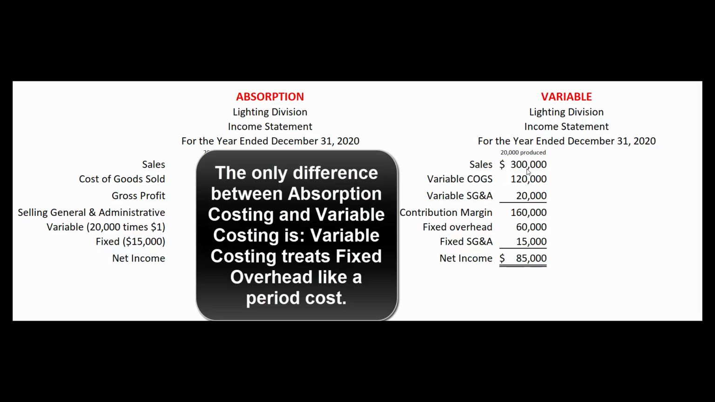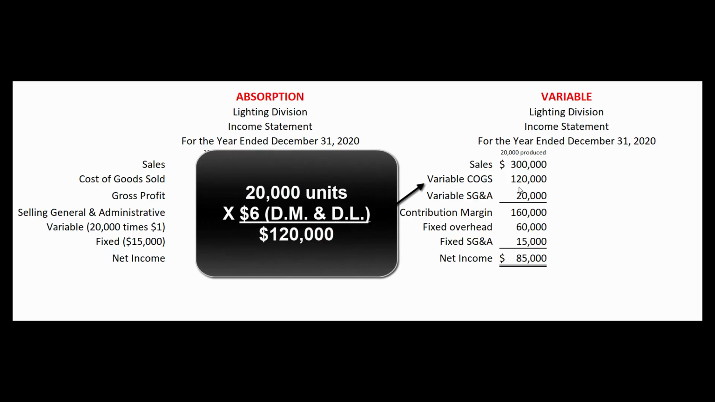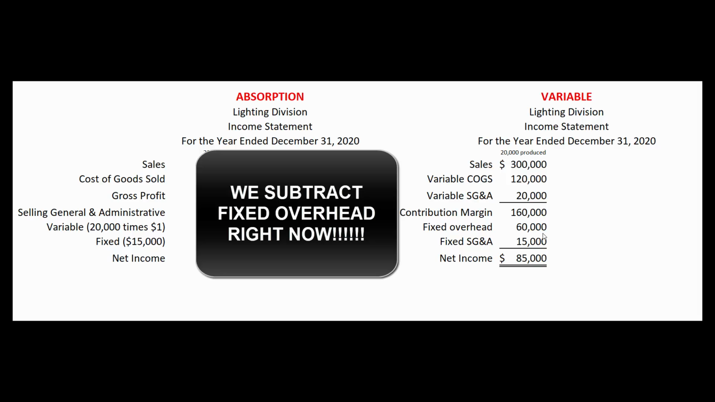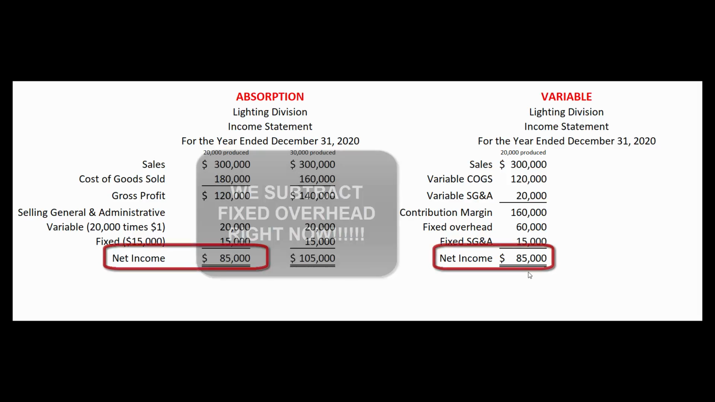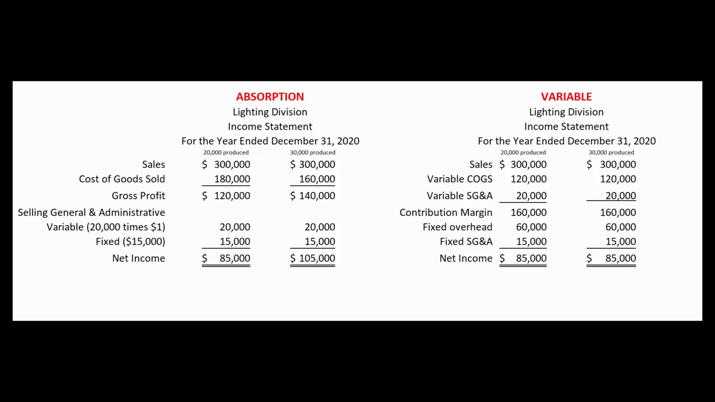So our sales are still the same. Our variable cost of goods sold is $120,000. In other words, that's the $6 per unit of materials and labor. Our variable SG&A is $20,000. That's the 20,000 times $1, and that gives us contribution margin of $160,000. Our fixed overhead is $60,000, so we subtract it right away. Our fixed SG&A is $15,000, and so we have net income of $85,000. So if our production equals our sales, the net income under the absorption method is the same as the income under the variable method. So now let's use variable costing.